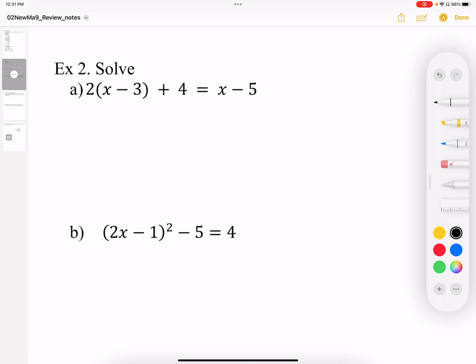In example 2, we're solving equations. Now, it's really important, first of all, to recognize that it's an equation and we're solving it. And when we're solving equations, there are two fundamental concepts that are really important to keep in mind. Solving involves balance and undoing calculations, doing opposite calculations.